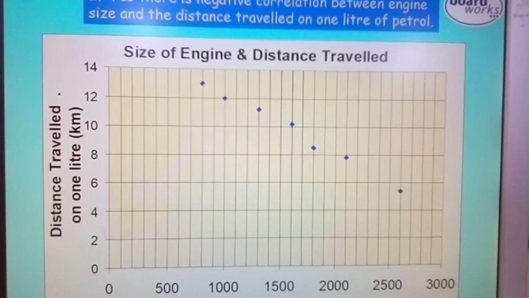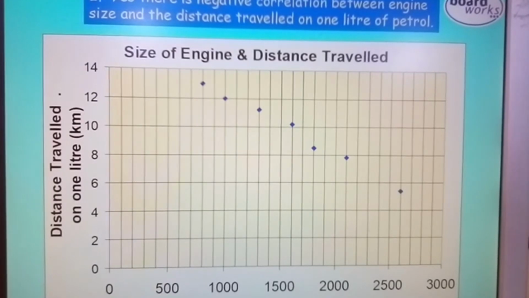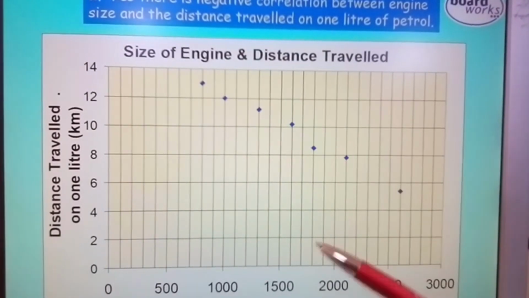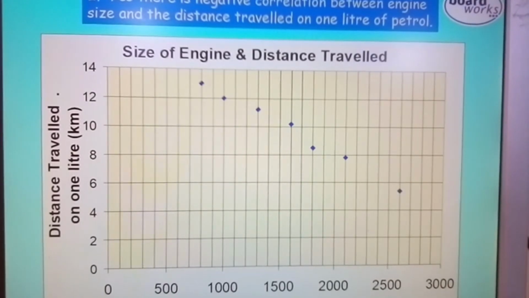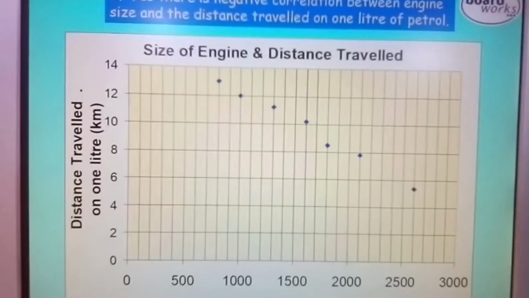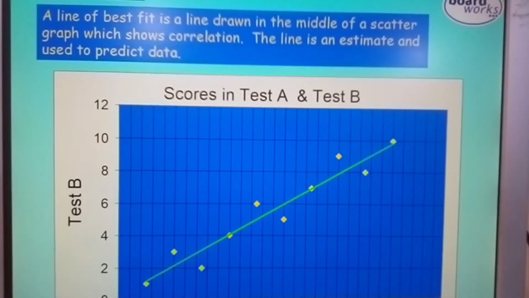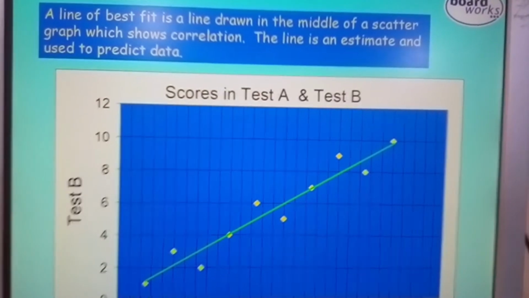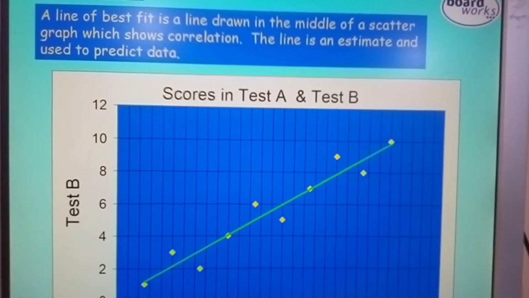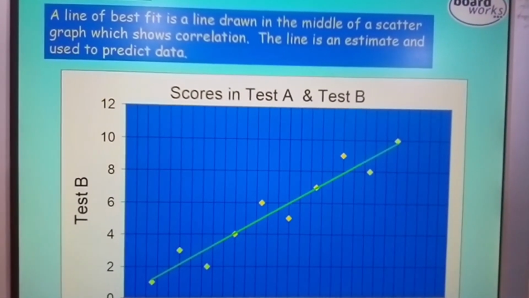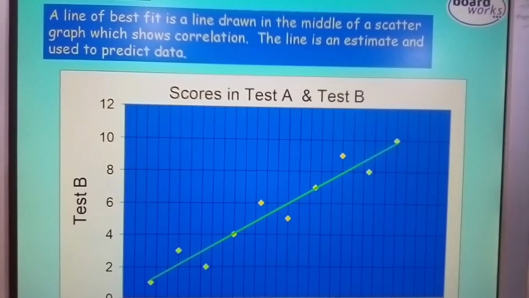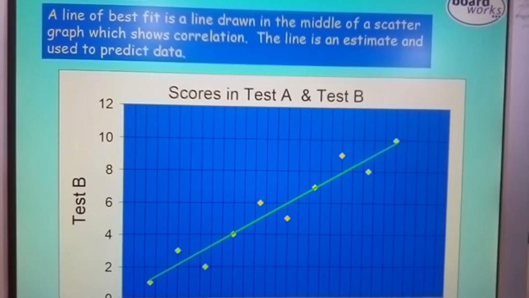But don't forget, do some research for yourselves, make sure that you understand the concept, because the way data is presented does not always come out the way it's intended. So remember that. A line of best fit is a line drawn in the middle of a scatter graph which shows correlation. The line is an estimate and used to predict data.